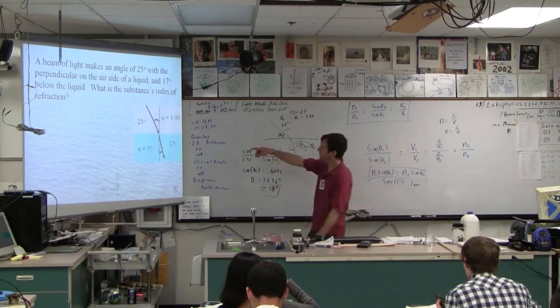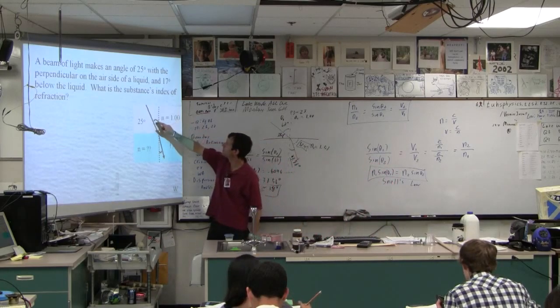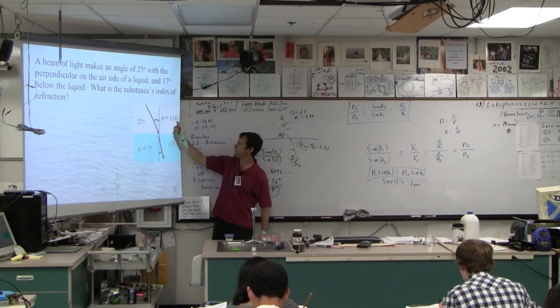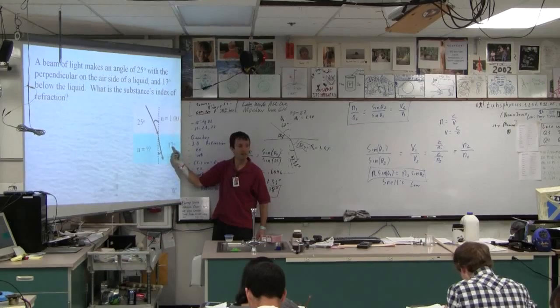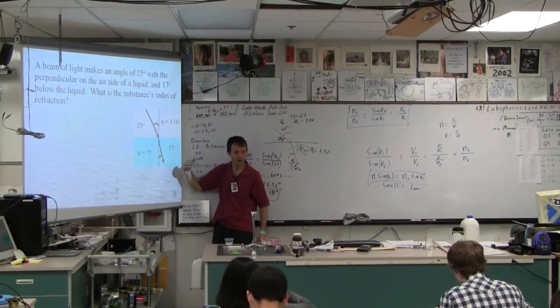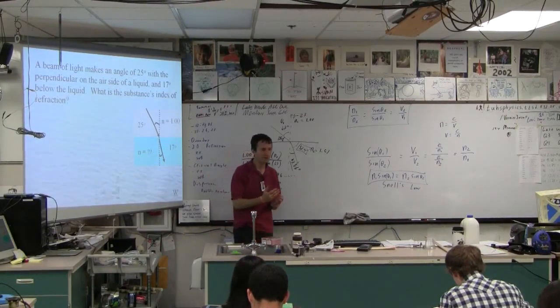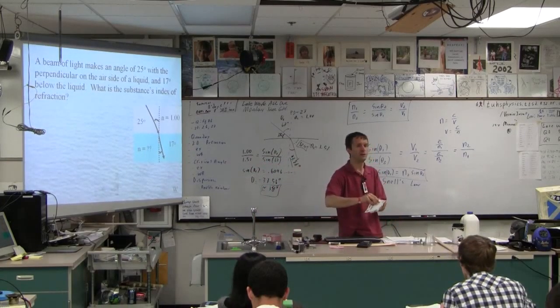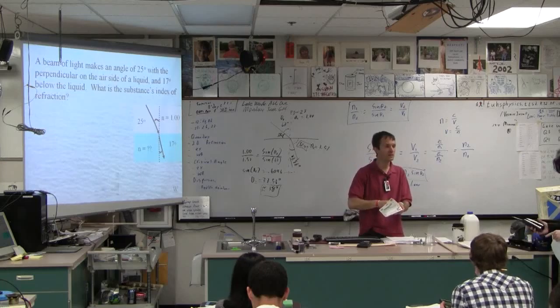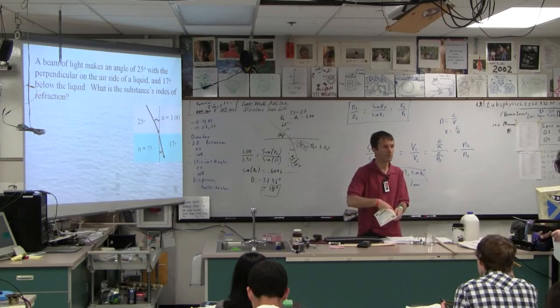So I'm giving you the right angle. 25 is theta 1. N1 is 1.00. N2 is what you're trying to find out. 17 is theta 2. So see if you can figure out what N2 is. When you do these problems, you just pick one of the media to be medium 1 and the other one to be 2.